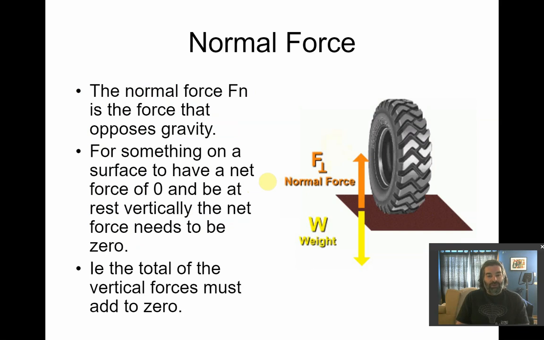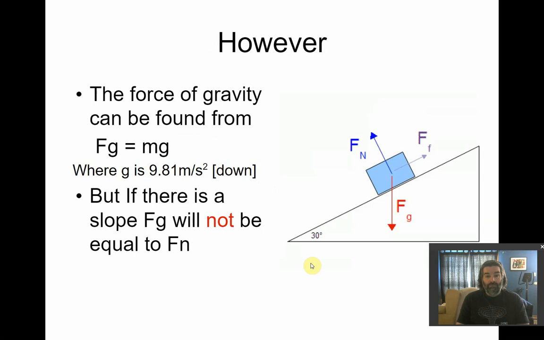So for something on a surface to be at rest, you need the net force to be 0. So here's the trick. Your vertical forces are always going to equal 0 for friction questions. So you're going to start off with the net force in the vertical direction being equal to 0, and then list all the vertical forces. And then you can use that to figure out what the normal force is.